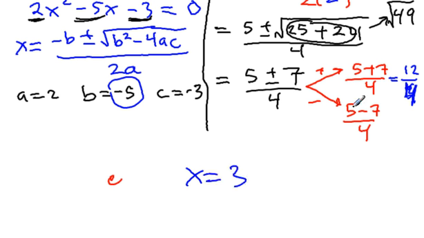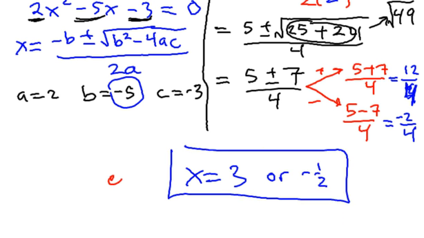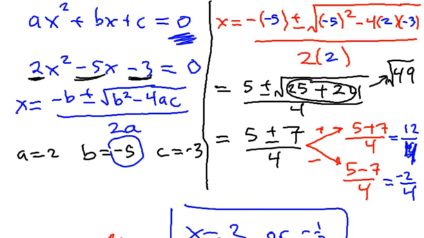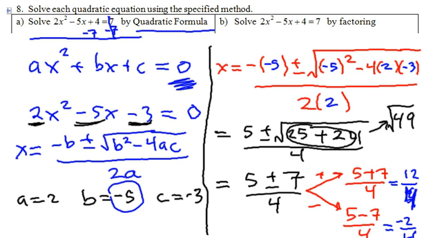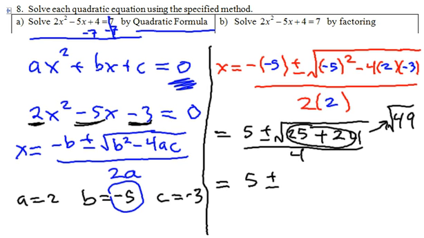Second possibility, 5 minus 7 is negative 2, and still divided by 4. If you reduce this, it'd be negative a half. So x equals 3 or negative 1/2 is the final solution for this one. If you want more practice on quadratic formula, go to YouTube, type in quadratic formula, and there'll be plenty of problems for you to practice. Always press pause before the teacher works it out, and then press play and check your work.